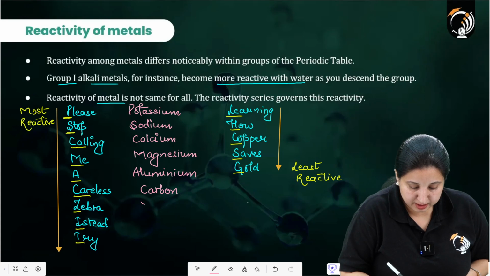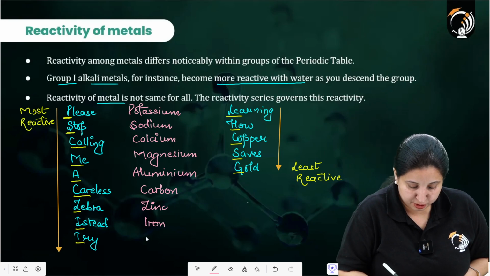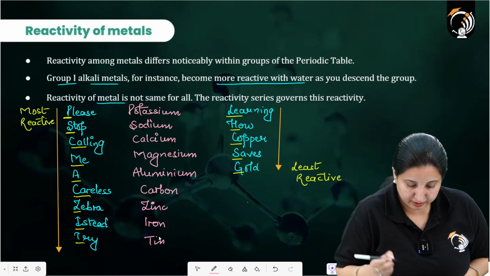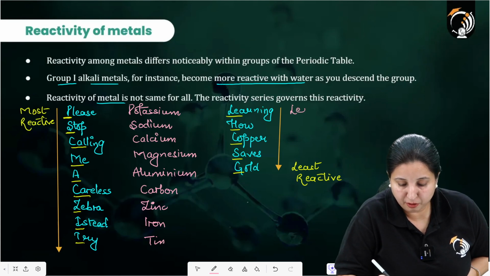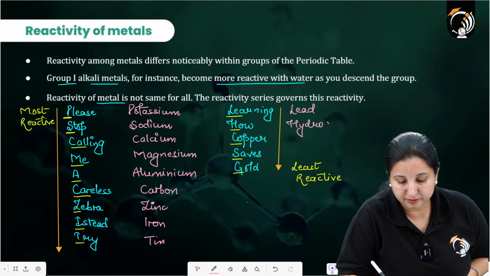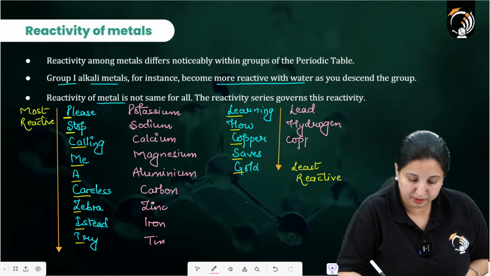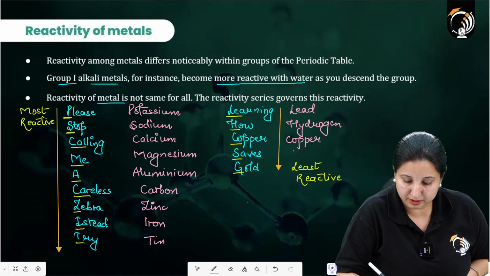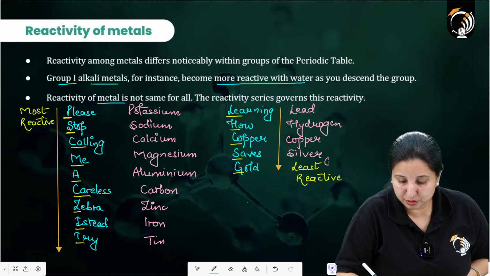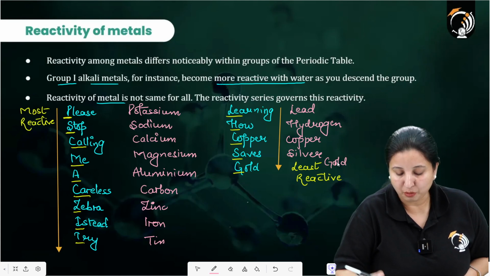carbon. Zebra for zinc. Instead for iron. Try for tin. Learning for lead. How for hydrogen. And then you are going to have copper. Save for silver, and gold is going to be gold.